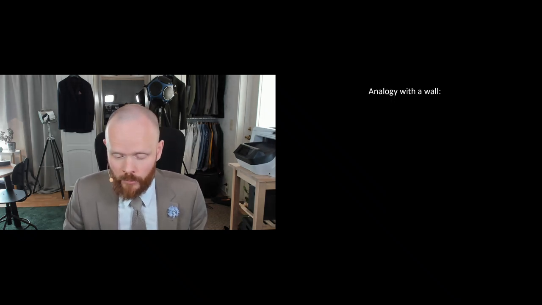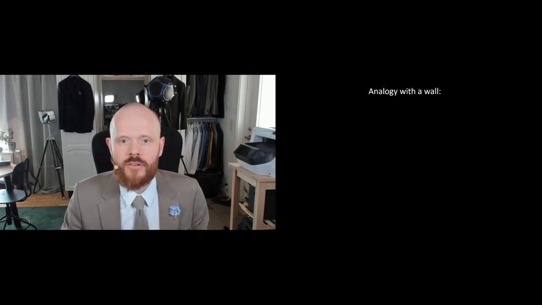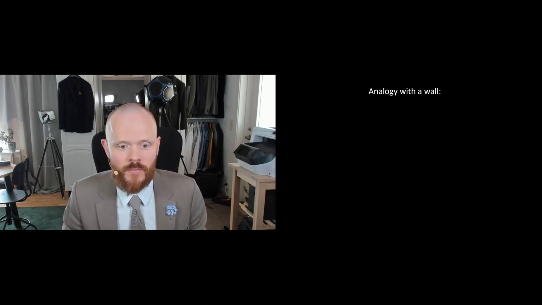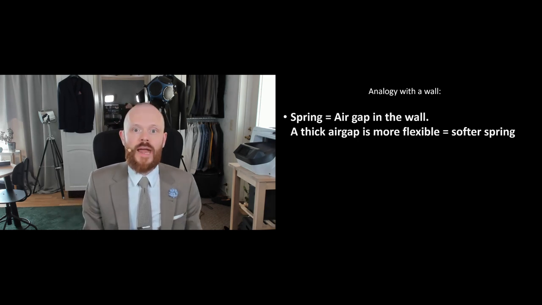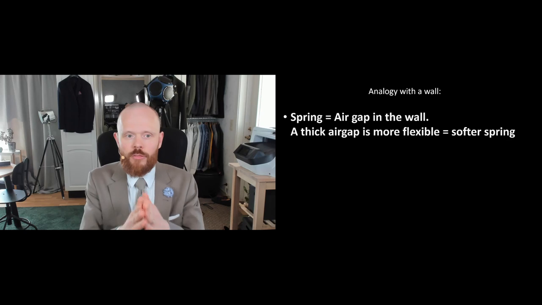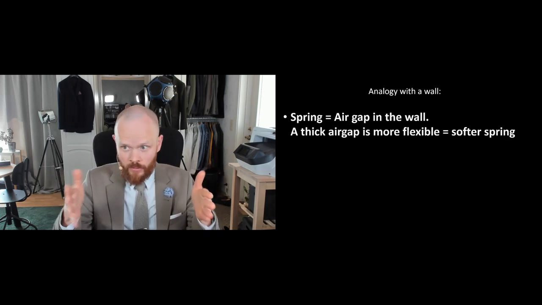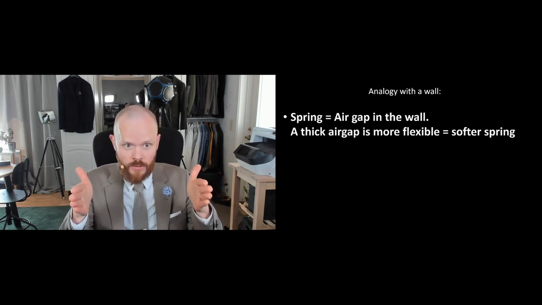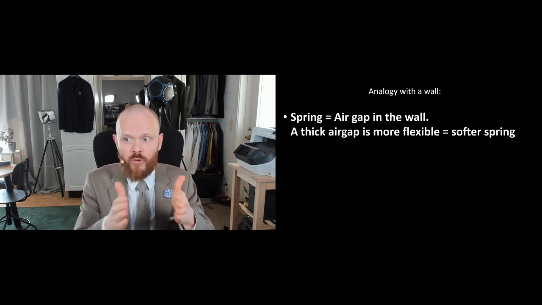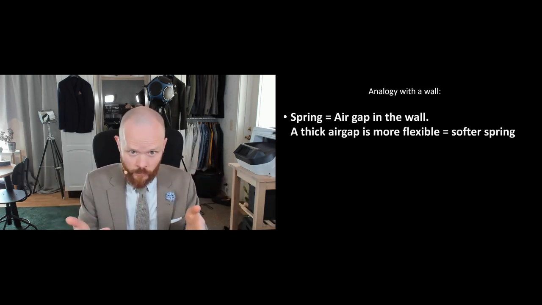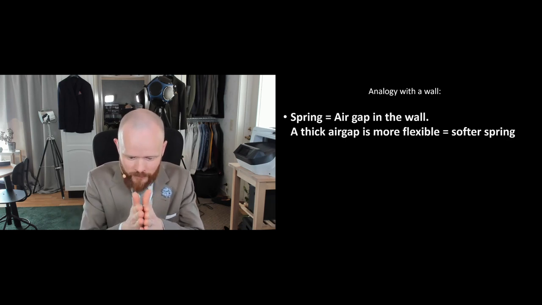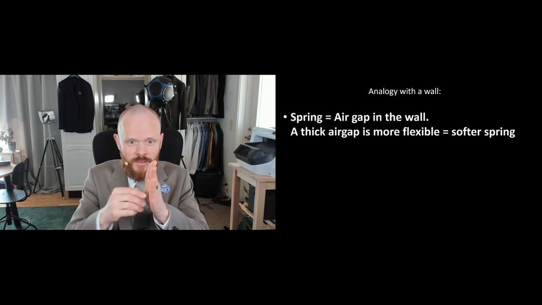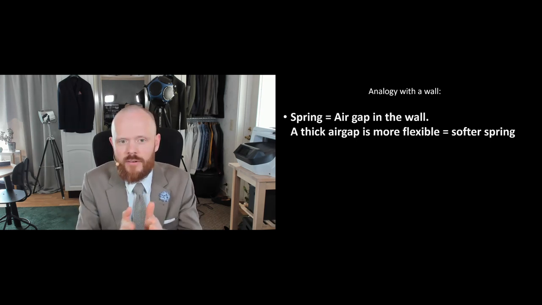So let's take a look at the analogy with a wall, because now we're moving into your territory here with structural engineering. The spring corresponds to the air gap in the wall, the distance between two plates. The thicker it is, the more flexible it is, which gives you a softer spring. Whereas a thin wall is not as flexible because it doesn't have anywhere to go. We can't compress the air in the same way.